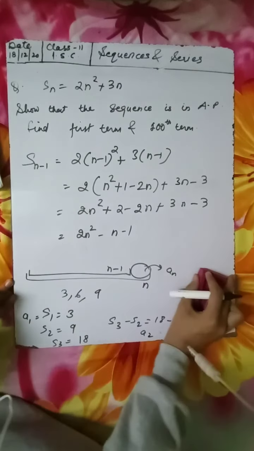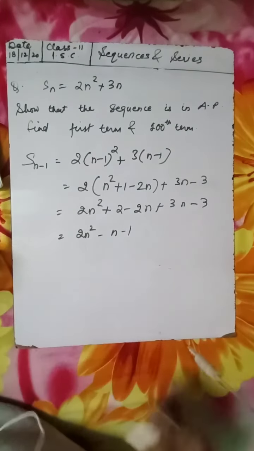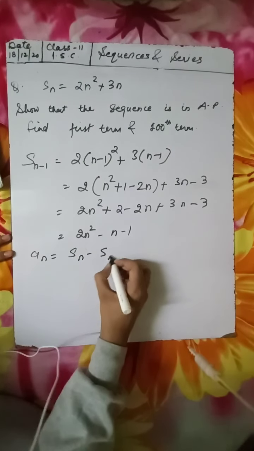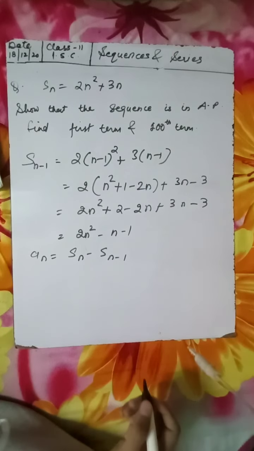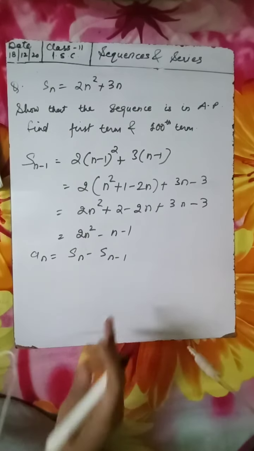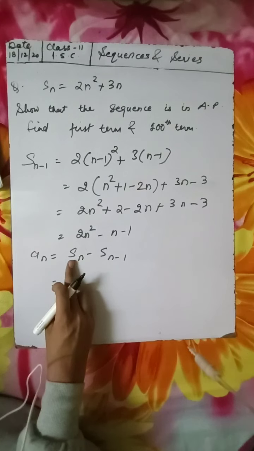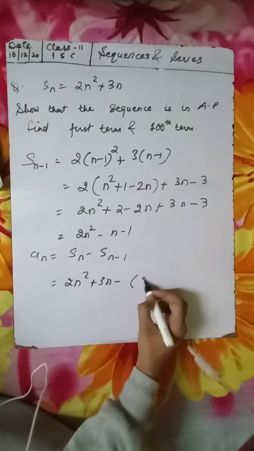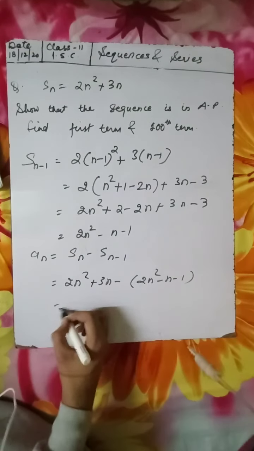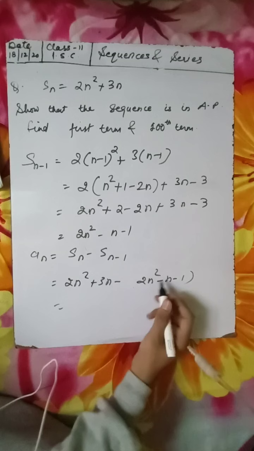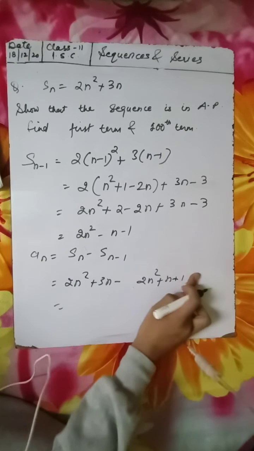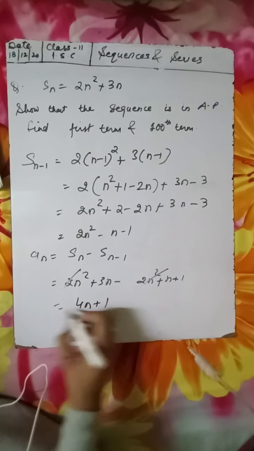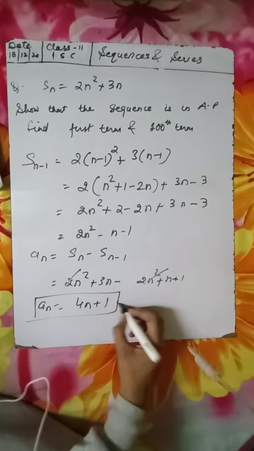So from here one pattern we can make: to find an, that is the nth term, we can find it by Sn minus Sn minus 1, provided n should be greater than 1 in this case. So what will be Sn? Our Sn is 2n square plus 3n, minus Sn minus 1, which is 2n square minus n minus 1. When we take minus inside, this will be plus, this will be plus. This is cancelled, 3n plus n will give you 4n plus 1. So an, we got the pattern as 4n plus 1.